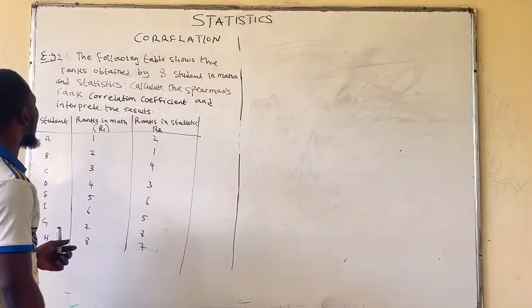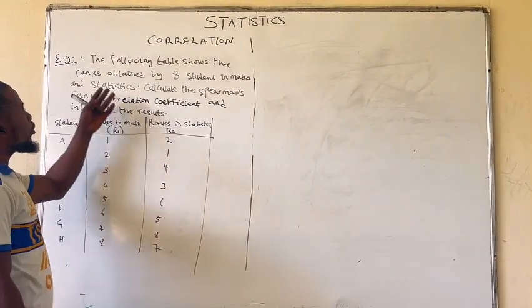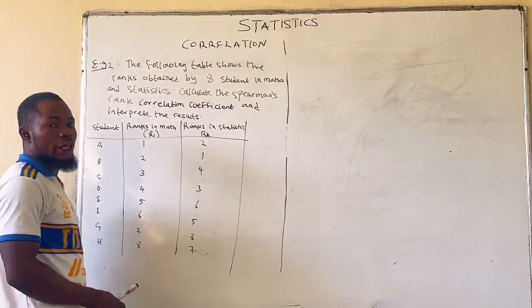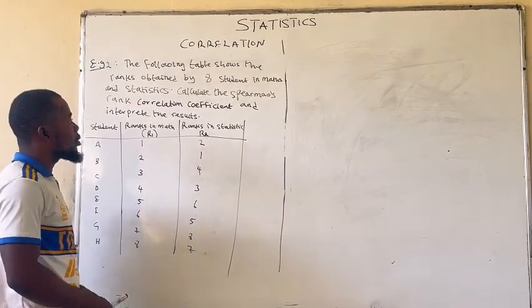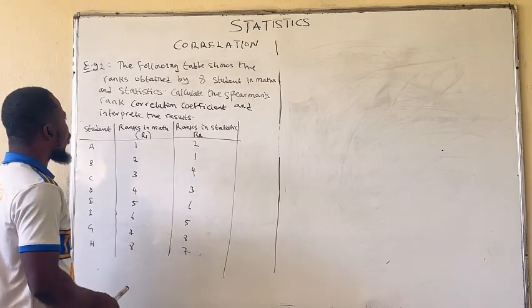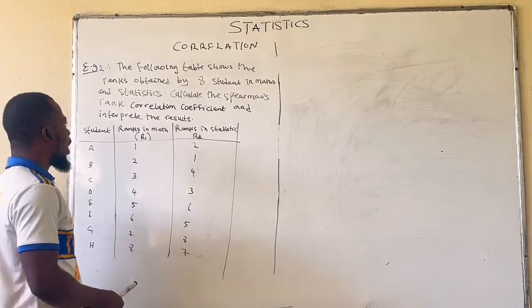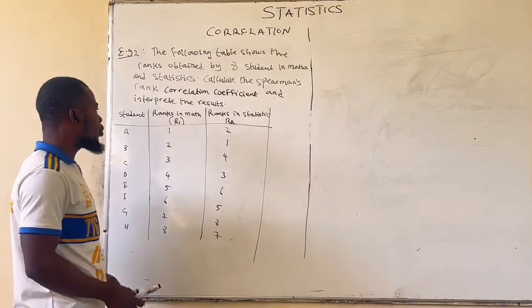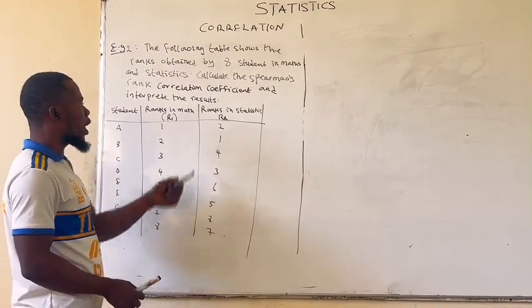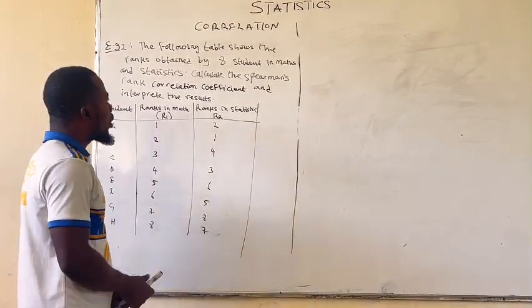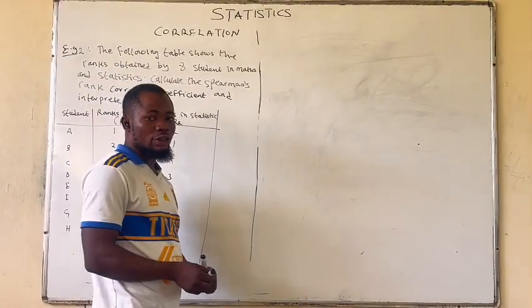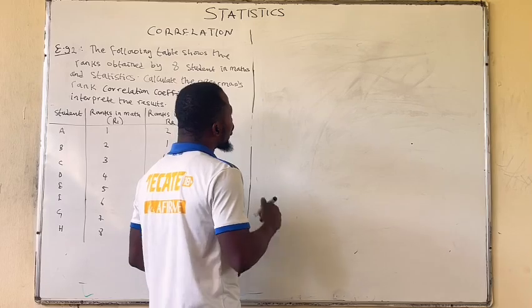One example states that the following table shows the ranks obtained by 8 students in maths and statistics. Calculate the Spearman's rank correlation coefficient and interpret the results. This is the rank table that we are given: rank in math and rank in statistics. So now they say we should calculate the Spearman's rank correlation.